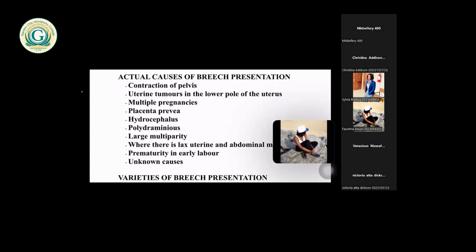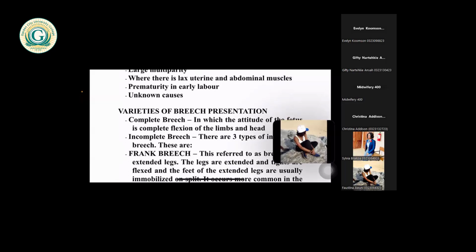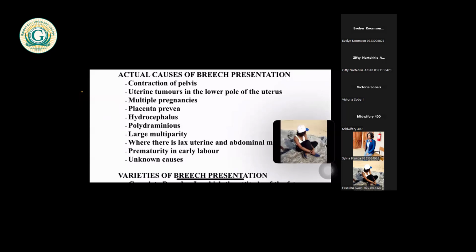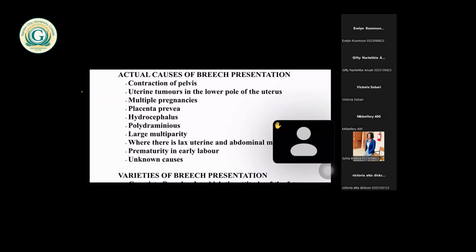So we have a complete breech. We have an incomplete. Sister Evelyn. Okay. With the types of breech, we also have the frank breech. And with the frank breech, the hips of the baby are flexed while the knees are extended. Thank you. Okay. You're welcome. Mr. Gifty. Okay, so we have complete or flexed breech. With a complete breech, the attitude is of complete flexion with the thighs and legs both flexed. Thank you. You're welcome.